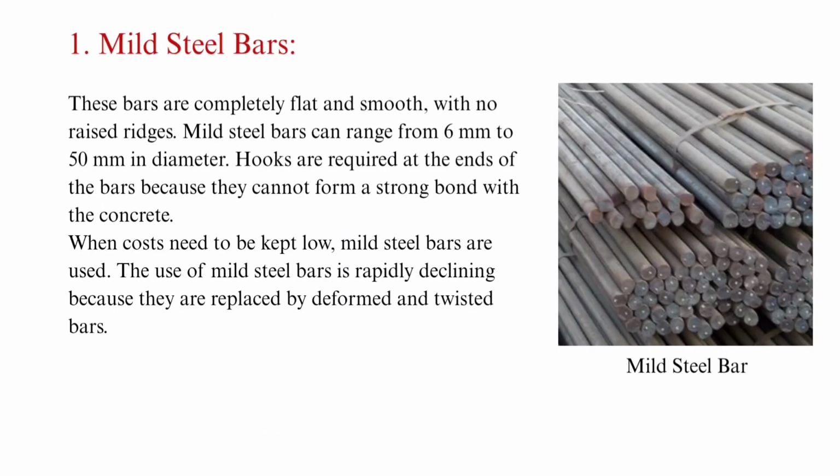So the first one is mild steel bars. As shown in the figure, we can see these bars are completely flat and smooth with no raised ridges. Mild steel bars can range from 6 mm to 50 mm in diameter, and hooks are required to end the bars because they cannot form a strong bond with the concrete, as they are without ridges. When the cost needs to be kept low, mild steel bars are used. The use of mild steel bars is rapidly declining because they are being replaced by deformed and twisted bars.